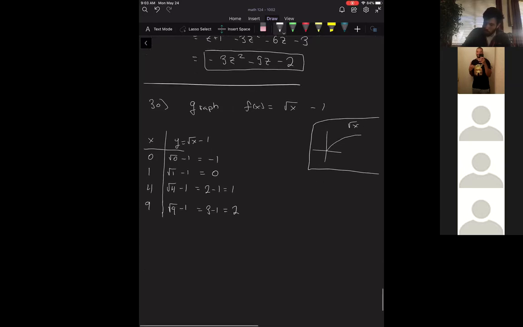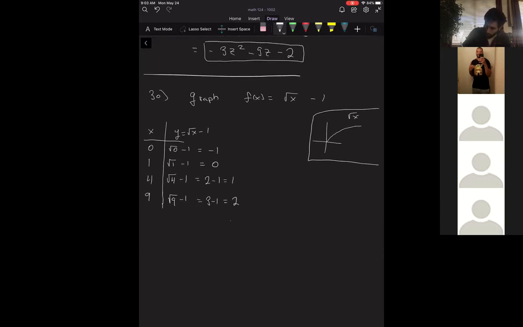So we have all these points. Now let's plot these points onto a graph. The first point we did was 0, minus 1, so that's right here. The next one was at 1, 0, so put that one right there, 1, 0. The next one was at 4, 1, so something like over here. And the last one was at 9, 2, so maybe over here.